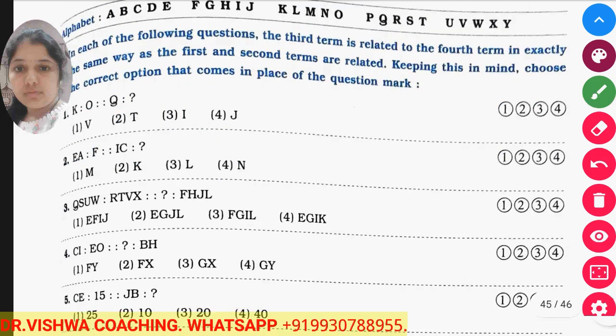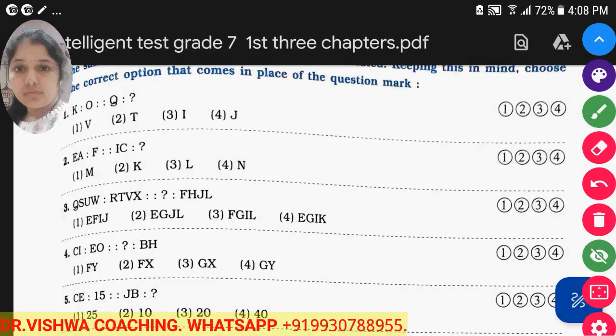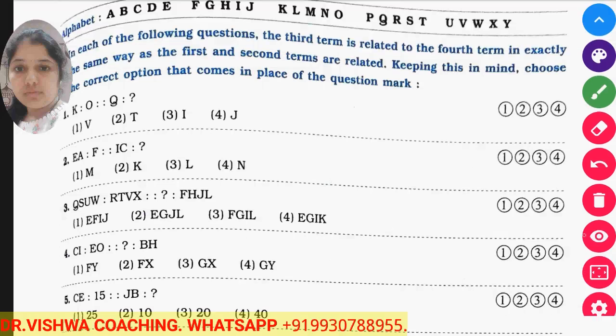Now the next one, E A. If you know the numbering, first give the numbers to them. E is placed at number 5 and A is placed at number 1. If you look carefully, the number of F is 6. 5 plus 1 gives you 6, which is the serial number of letter F. Now what is the number of I? 9. And what is the number of C? 3. 9 plus 3 is 12. Which letter comes at the 12th position? 5 plus 5 is 10, 11, 12. L. So option number 3 is the correct answer.